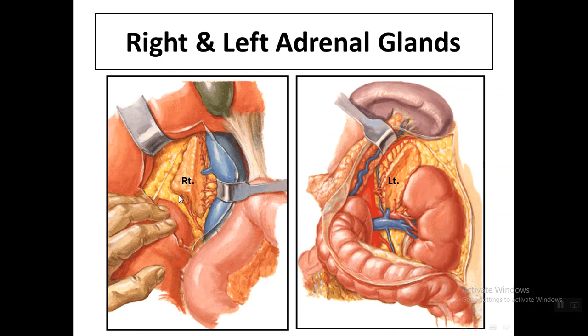This is the right suprarenal gland, which is a pyramidal shaped organ on the upper pole of the right kidney. It is situated behind the right lobe of the liver and extends to the left behind the inferior vena cava. It rests on the diaphragm, while the left suprarenal gland is crescentic in shape, extending from the upper pole of the left kidney medially to the hilum of the left kidney. It lies on the diaphragm, and anteriorly it is related to the pancreas, the lesser sac, and the stomach.